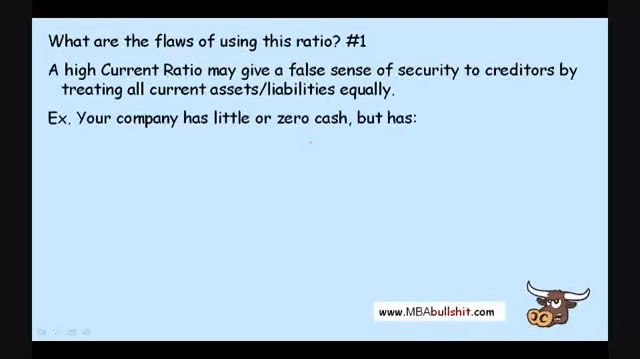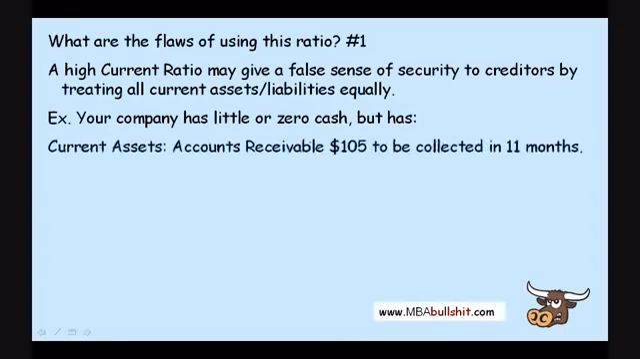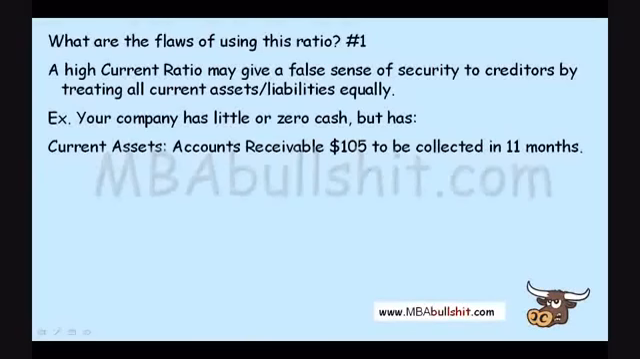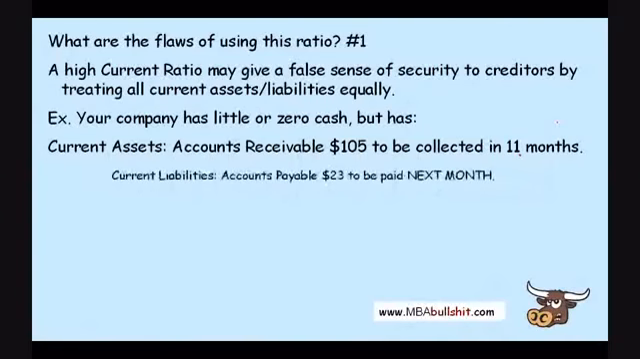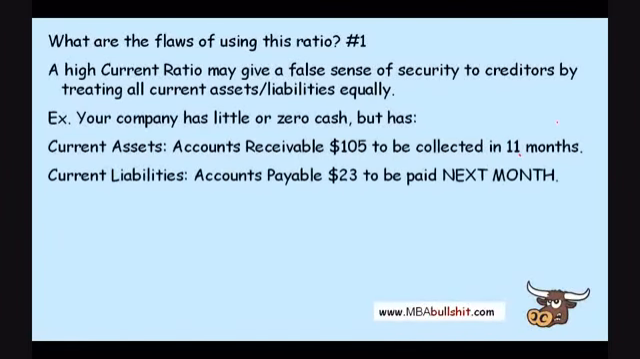Let's say your company has little or zero cash, but has current assets, okay? In current assets, let's say that your company has accounts receivable worth $105, which will be collected in the next 11 months. So this is still a current asset because it's less than 12 months, right? But at the same time, your company has current liabilities in the form of accounts payable of only $23, which is much less than $105. But this needs to be paid next month, 1 month from now.